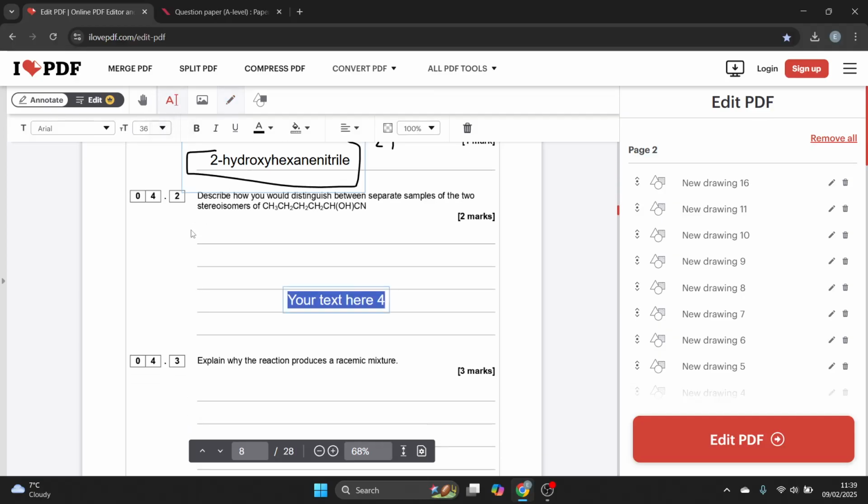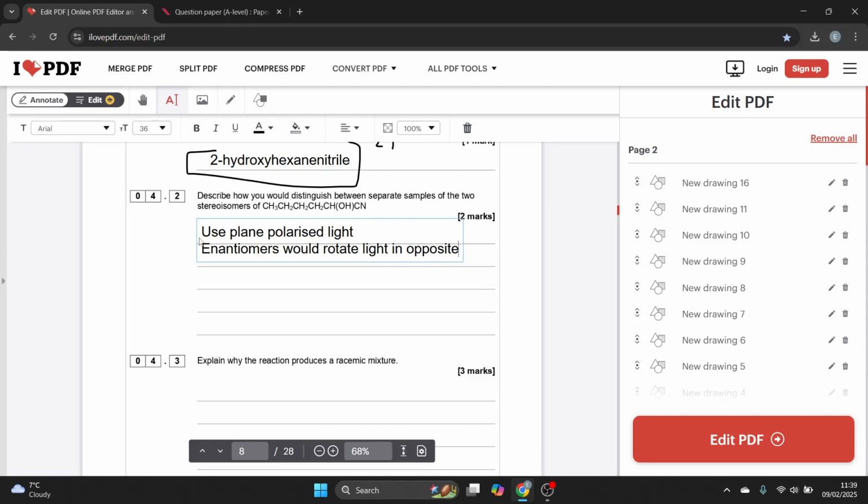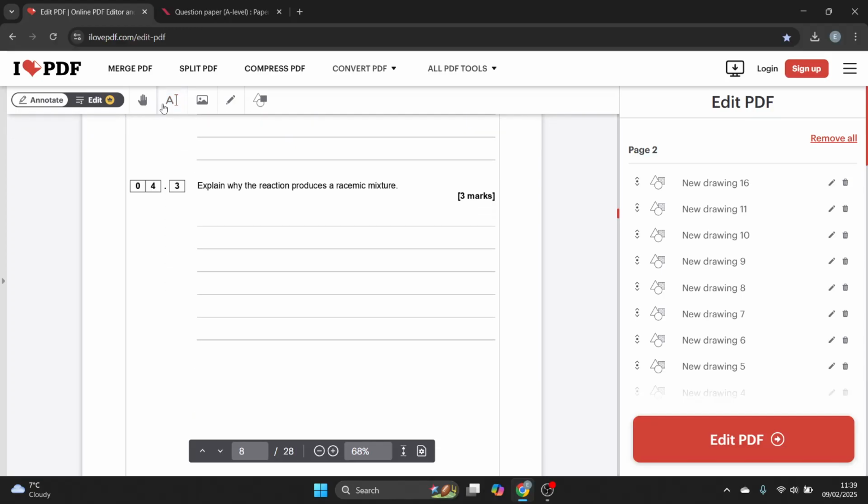Describe how you distinguish two separate samples of the two stereoisomers. Use plane polarized light. Enantiomers would rotate light in opposite directions.